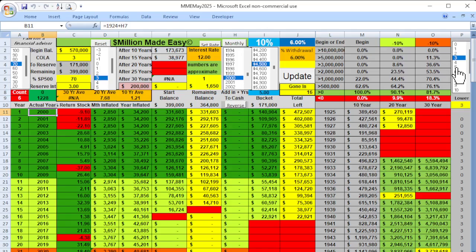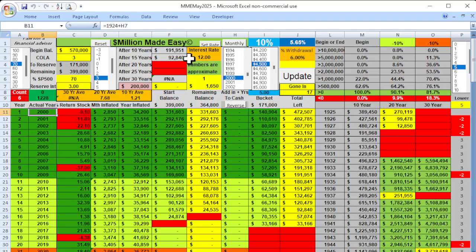What about if you start taking negative COLAs? In other words, instead of a 3% COLA going up, you're going to actually take a minus 2% COLA. And that still didn't help that much. Why?